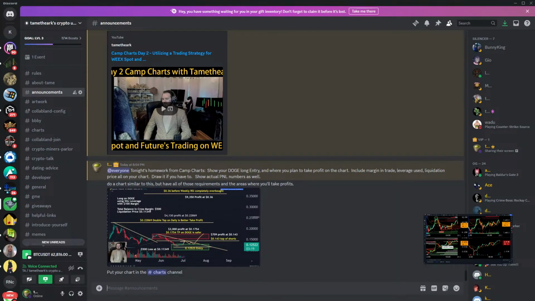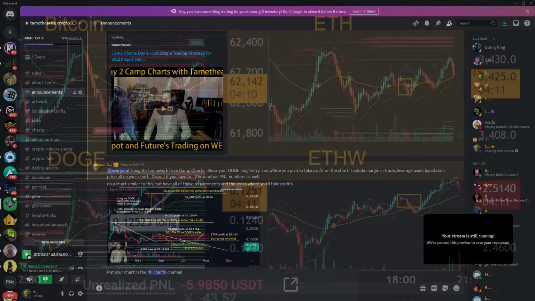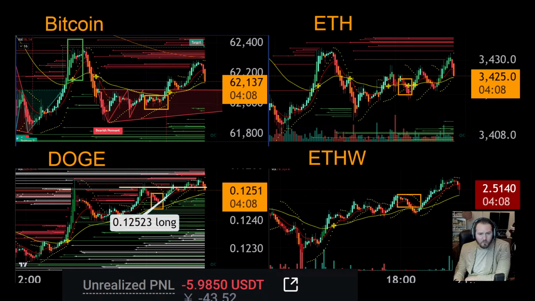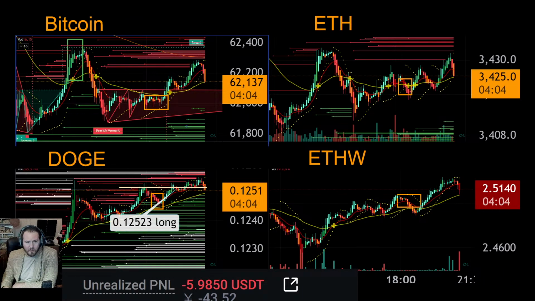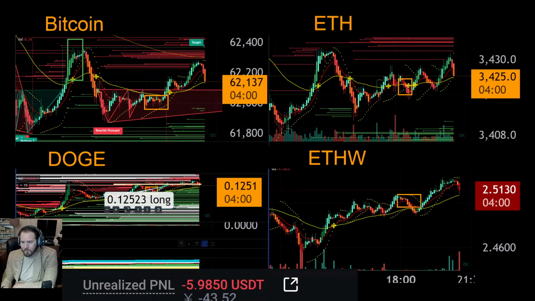And throw that in the charts channel, because I think some of you guys are learning by doing these tasks. We are down on our Doge long, by the way. Not near liquidation, but we are down. And it's just a small retrace right here. We did get overbought again on that 5-minute RSI.